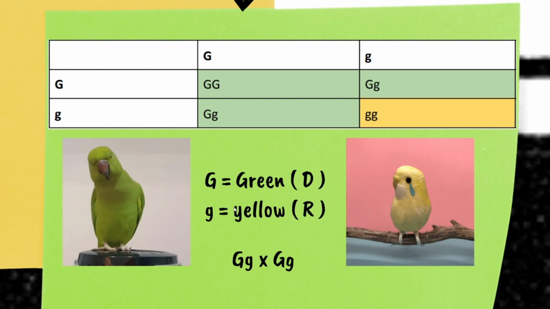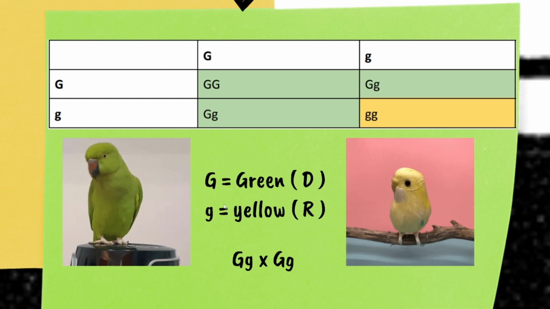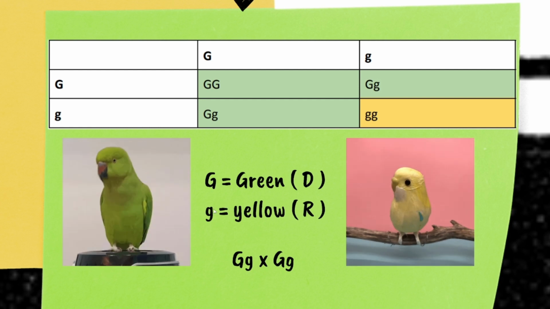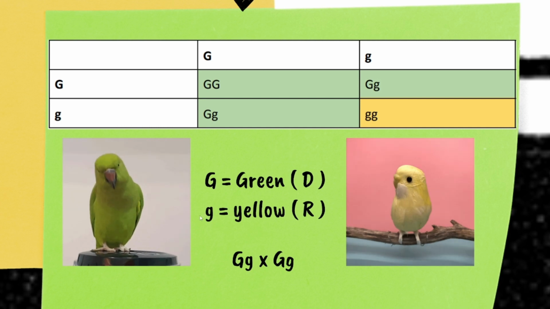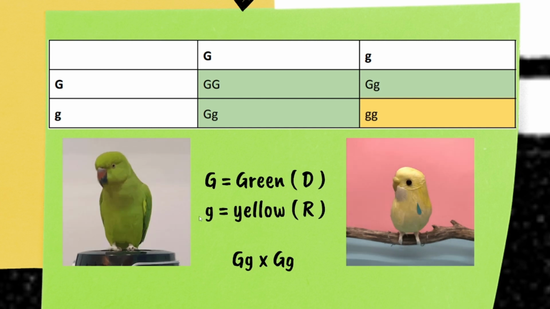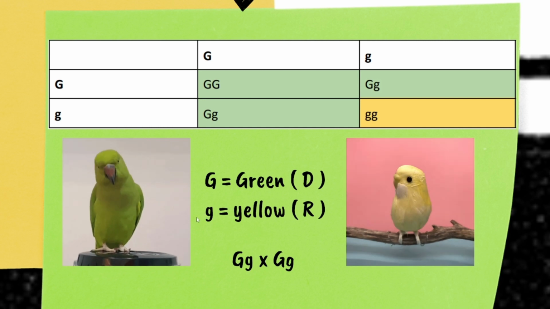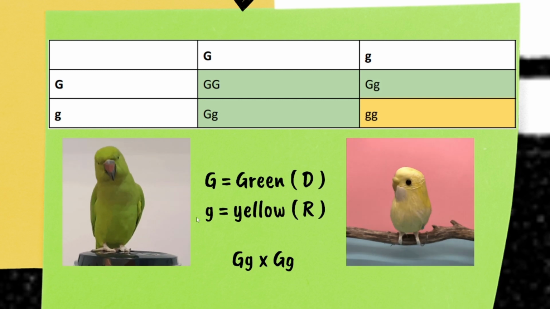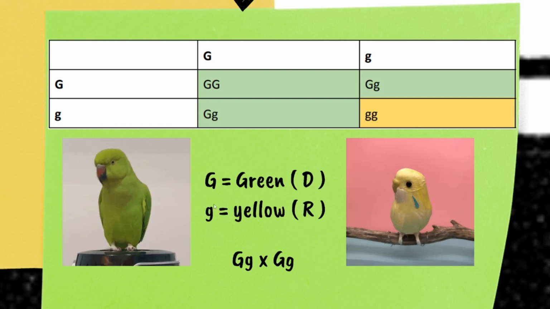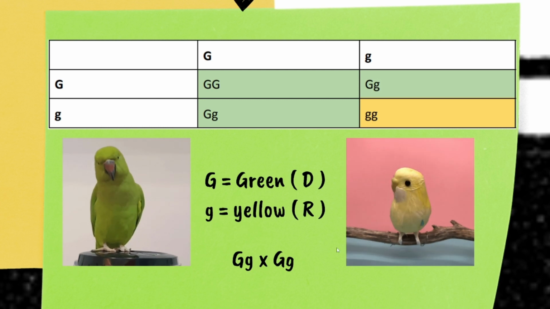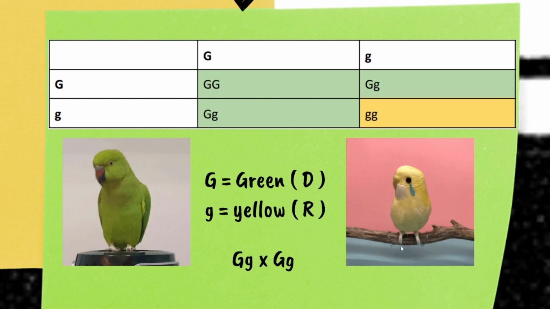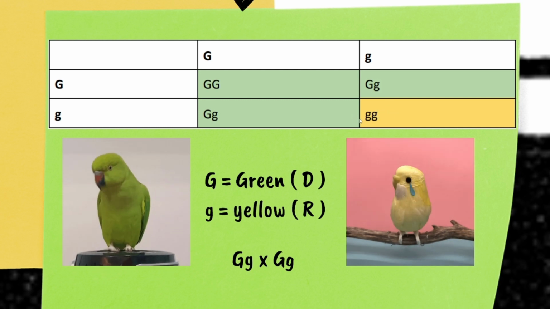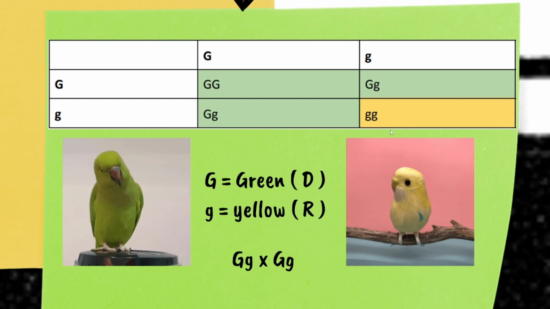How is this yellow color going to be expressed? This is a pretty good question. How is the yellow color going to be expressed? It's only going to be expressed when it's going to be a homozygous with a small g and a small g. So whenever it's going to be homozygous recessive, remember that the small g one is the recessive. So if it's going to be two small g's, only then we're going to get a yellow color parrot because it's recessive, right?